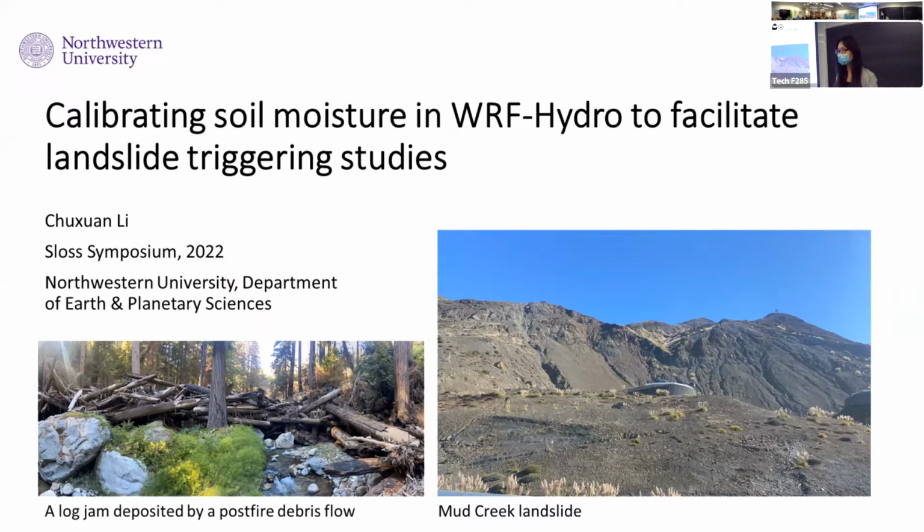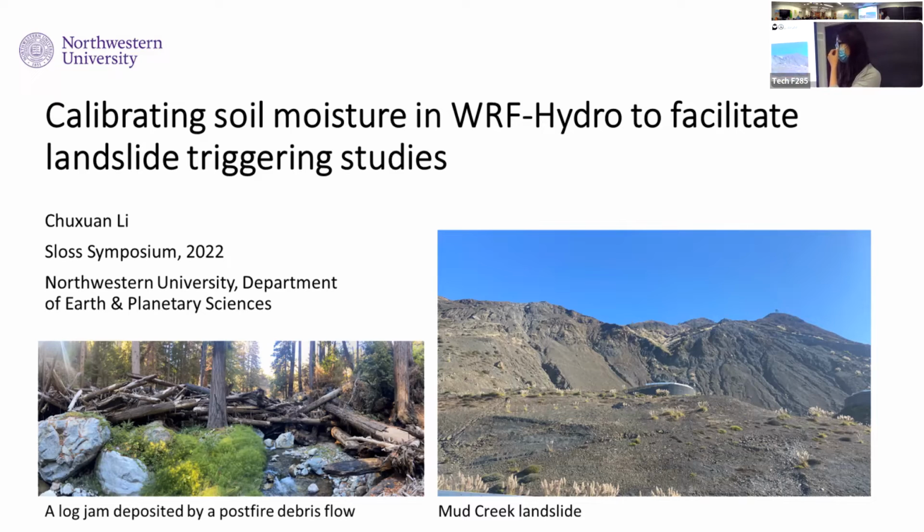In addition to modeling work, I actually just came back from a field trip to Big Sur, California, during which we visited several landslide sites. Here I show some pictures from the field trip. On the left-hand side is a log dam accompanied by a post-fire debris flow in 2021. And on the right-hand side is the Mud Creek landslide that catastrophically failed in 2017.